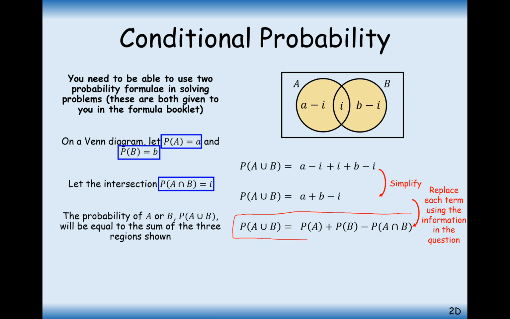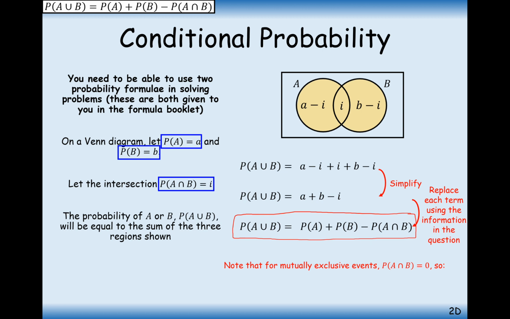The probability of A or B is equal to the probability of A plus probability of B, take away the intersection of the two probabilities. So that's our first formula then.